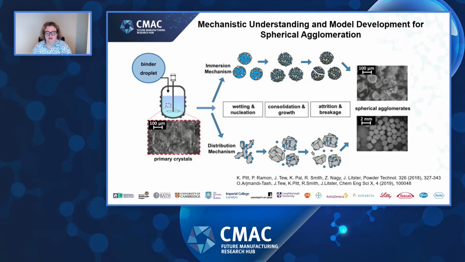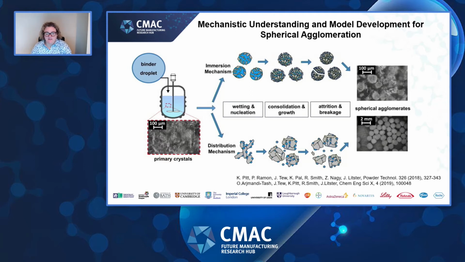The other possibility is a mechanism called distribution mechanism. And that's where the droplets are much, much smaller than the particles. What happens here is that basically the droplets adhere to the outside of the particles. Particles then come together and form very small little liquid bridges between the particles. And then, of course, over time, again, we can also have breakage, and we can also have things like coalescence between different agglomerates. And in the end, we form spherical agglomerates.